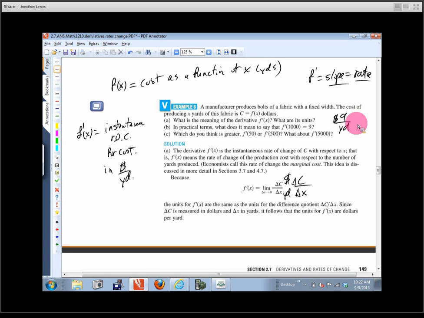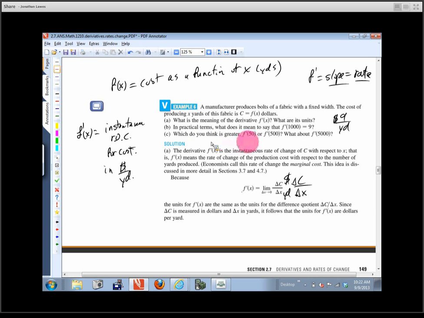So the instantaneous rate of change when we've produced 1,000 yards of material is $9 per yard. Okay? And it says, which do you think is greater? Okay, and again, keeping in mind what's going on here. F prime of 50, the instantaneous rate of change, the cost per yard at 50, 500, or 5,000?